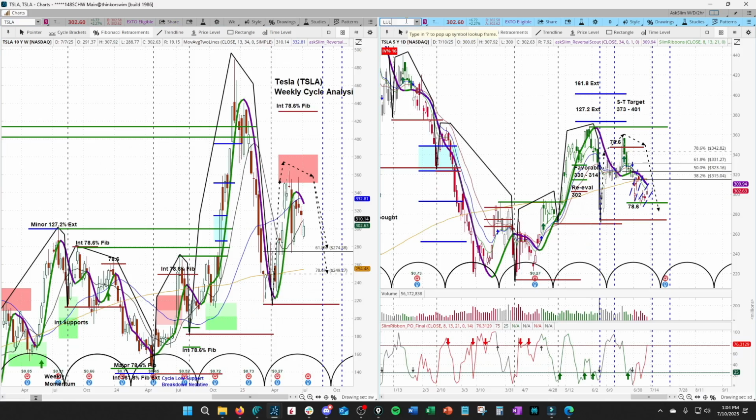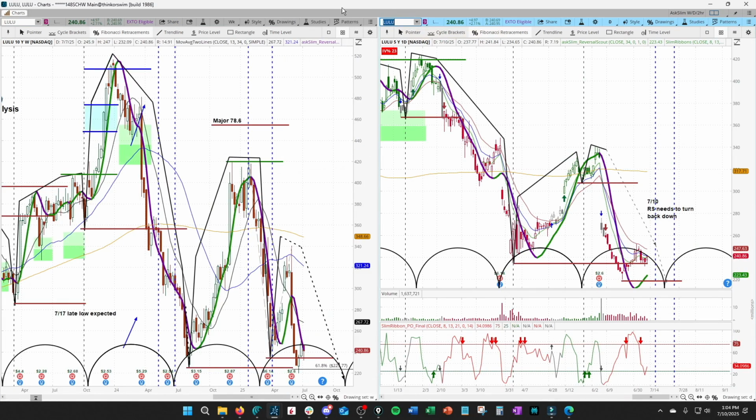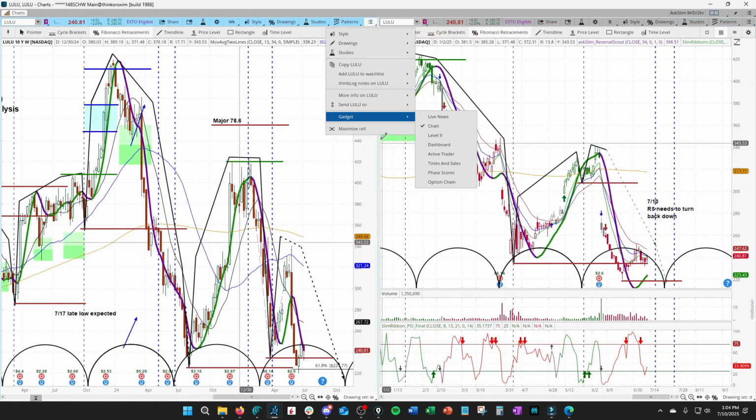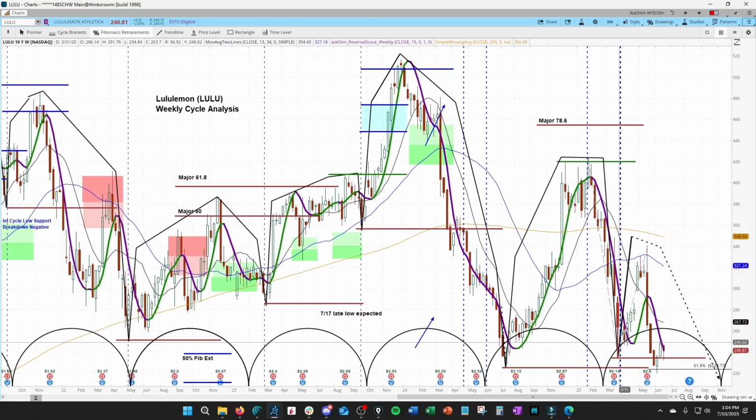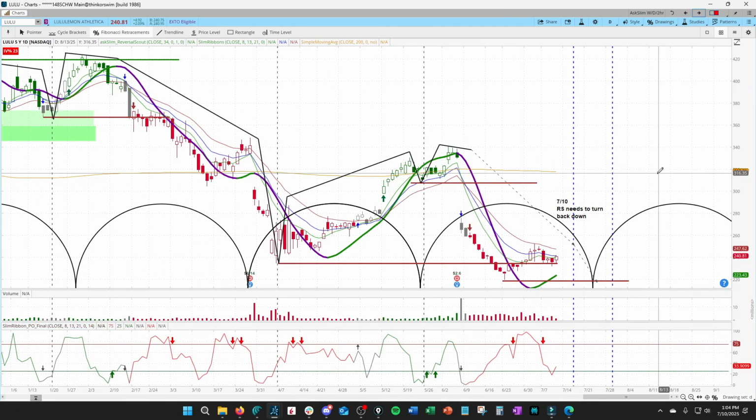Jump over to LULU. Now, LULU, I think, is a little challenging here. Now, on the intermediate term, not much has changed. Formed a low, got the rally, then formed a peak, sold off. Trough that's not due until later in the year. But on the short term, getting a little harder, right? Large sell-off, forming what looks to be a bear flag, but the RS is positive.